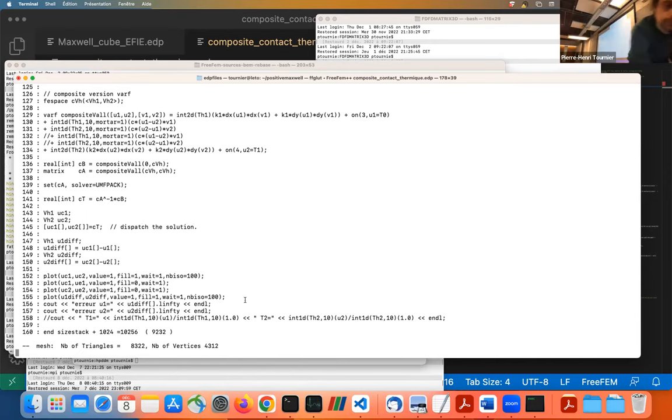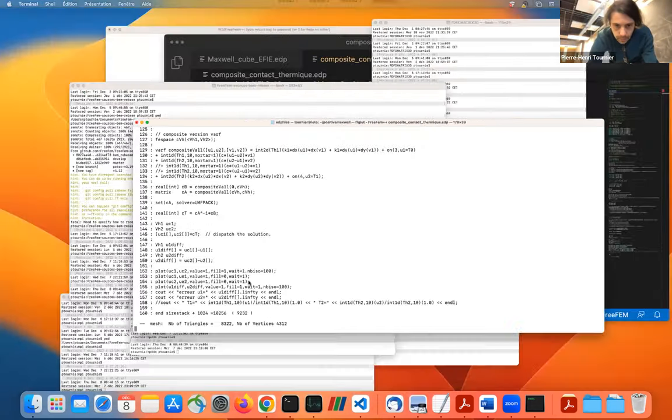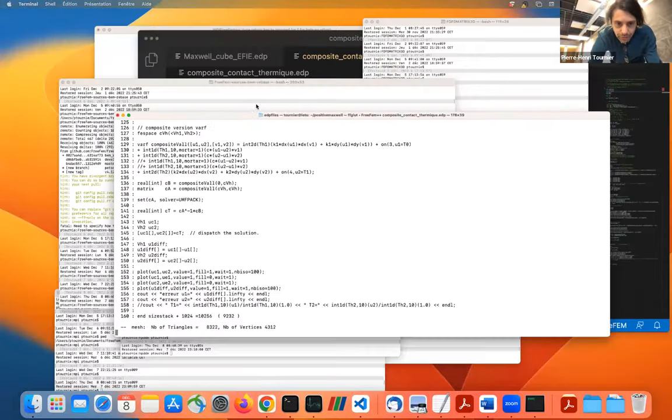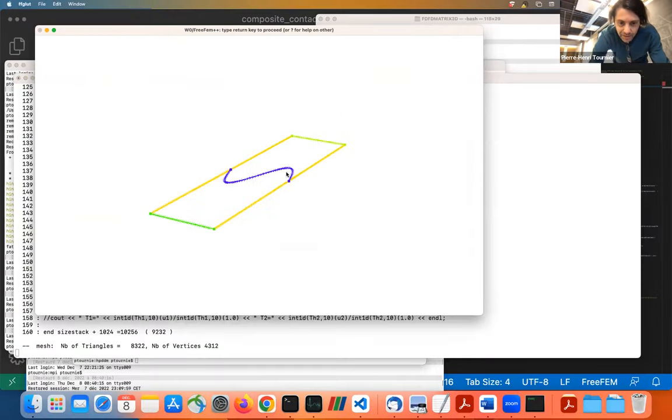Oh, j'ai plus de temps. Non, je sais, il est là. Ouais, super.